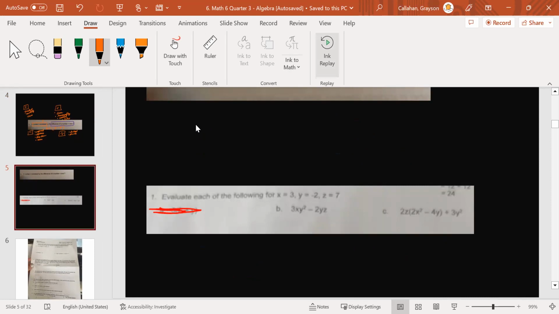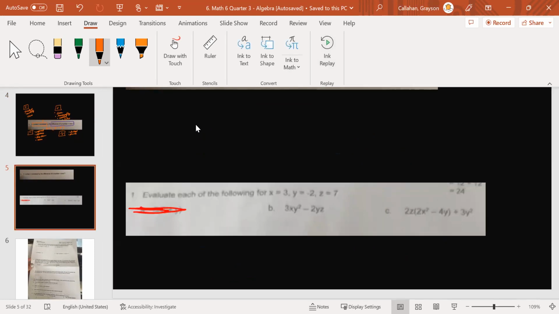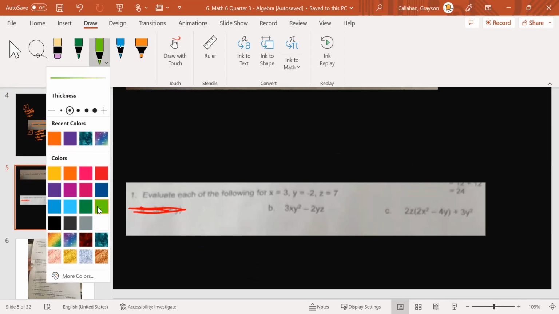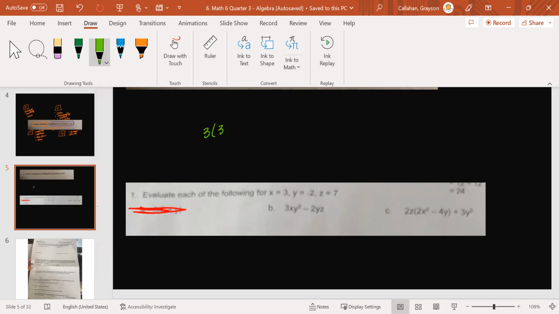Here we go. Let's evaluate this. For B, what would you do? Explain it to me. Here's my notebook for this one. No, just explain to me what you would do. Okay. X becomes a 3, so that's 3 times 3. Y becomes a -2, so -2 to the power of 2. -2 squared is 4. Before you do that, let's finish the rest of this. Minus 2 times -2 times 7.